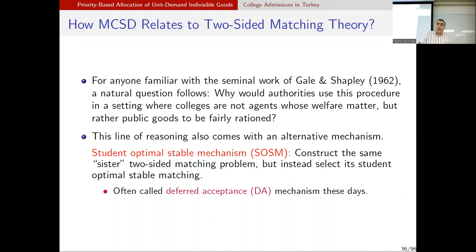Now, this line of reasoning also comes with the solution of this problem. Well, do the same thing, except choose the student-optimal stable matching of the sister economy. Now, this mechanism is often called the deferred acceptance mechanism these days. I never liked it. Unfortunately, I also sometimes say it. Why? Well, because deferred acceptance is just one way to get that outcome. It's just one algorithm which gives the outcome of that mechanism. I can have different procedures which give the same thing, and they can have different aspects which might be visible. And I think this is a little bit related to positive versus normative focus and so on and so forth. But I think this is especially important for behavioral purposes.